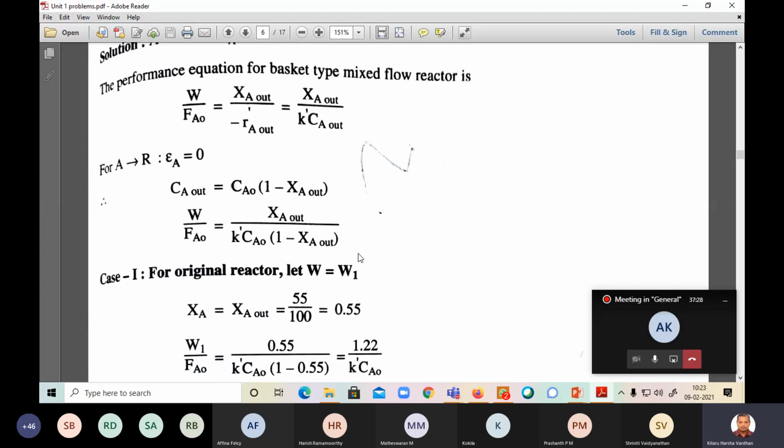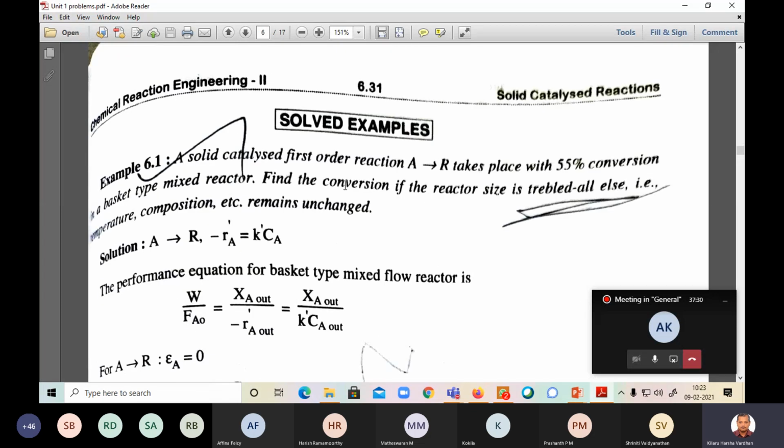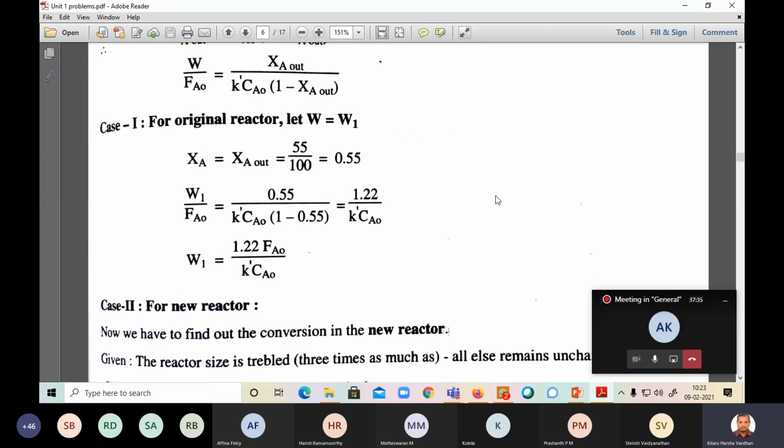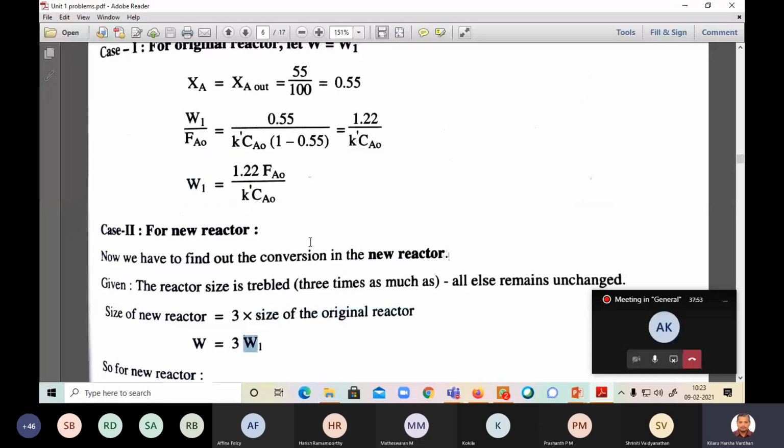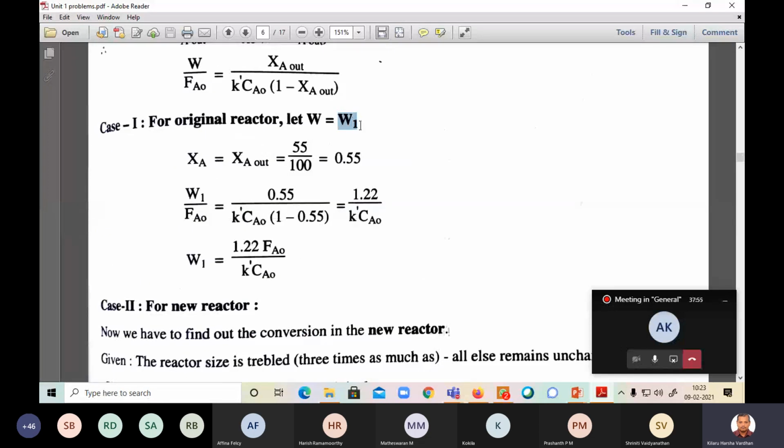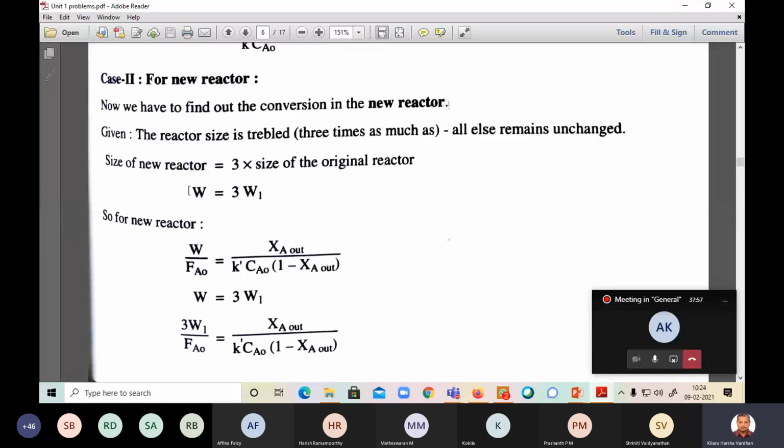Let us use the second case. In the second case, the reactor size is tripled. So what does that mean? Now we have to find the conversion in a new reactor. The size of the new reactor is 3 times the size of the original reactor. What is the size of the original reactor? That is W1, which we assumed. Therefore, for the second case, W becomes 3W1.